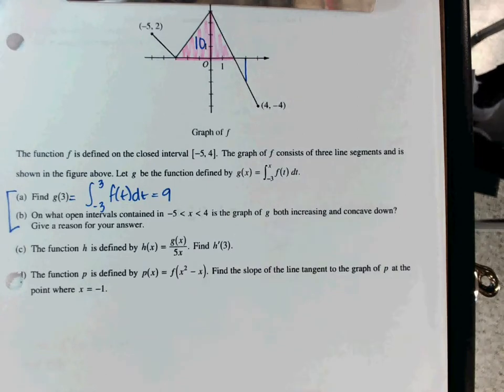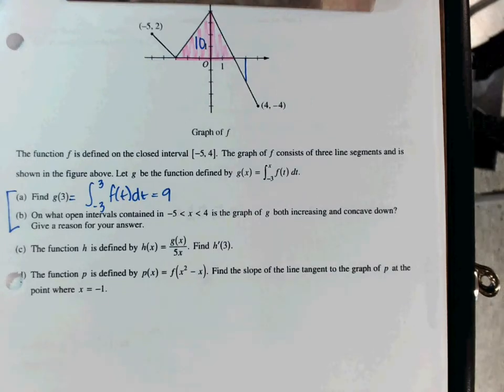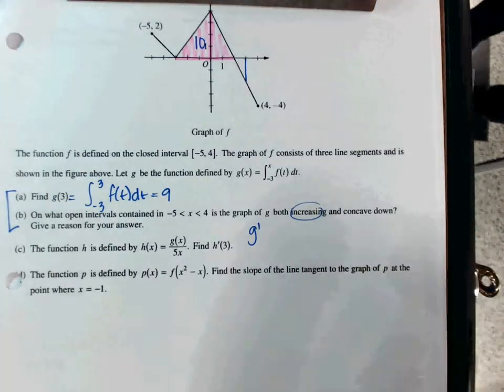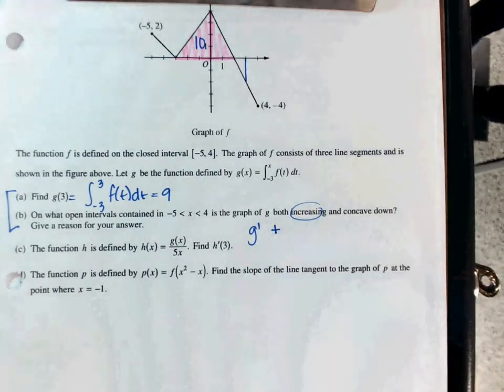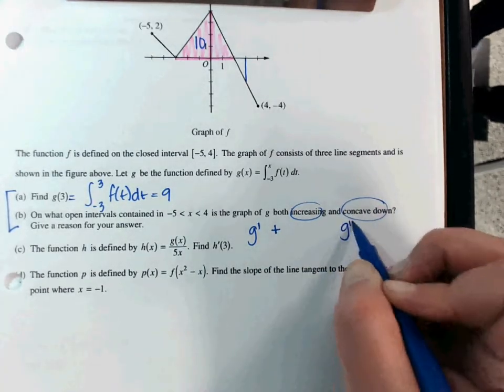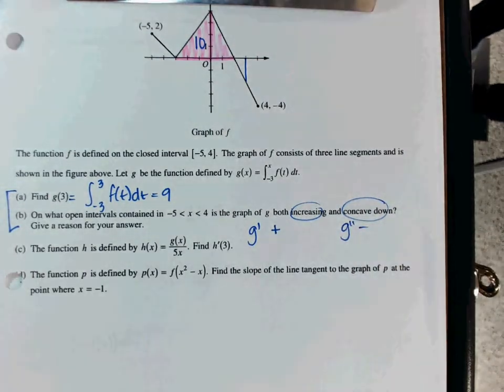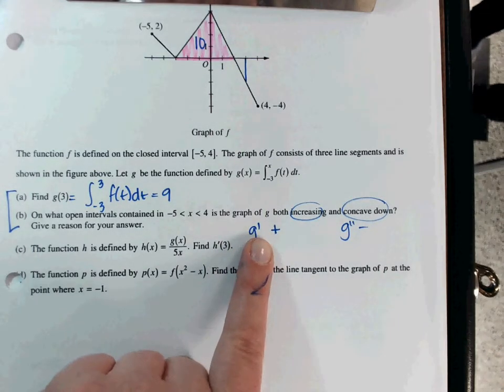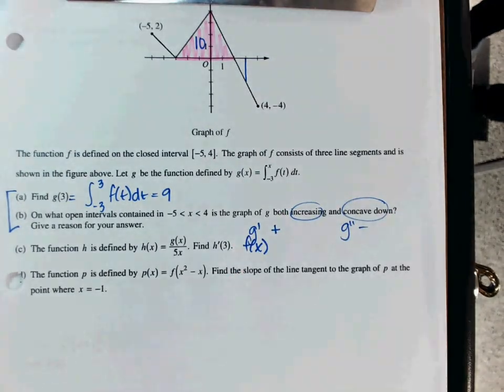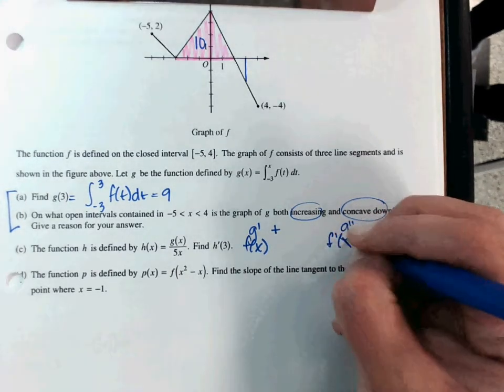So it says I want G to be increasing and concave down. So if G is going to be increasing, what do I care about? G prime or G double prime? And what do I need it to be if I want it to be increasing? Okay, positive. And then if I want it to be concave down, what do I want G double prime to be? Negative. But then remember, you're not looking at G, you're looking at F. So if G prime is positive, what is that really in my graph? F needs to be positive. And if I want G double prime to be negative, what do I really want? F prime to be negative.